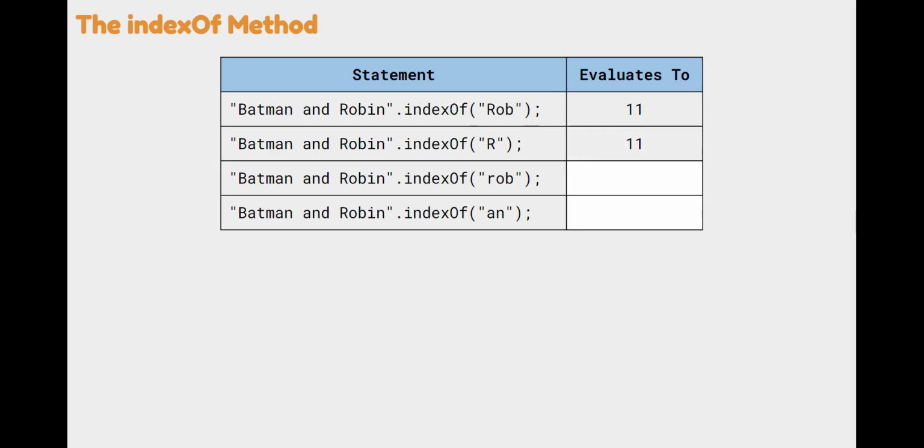It doesn't matter that Rob is 3 characters long and R is only 1 character long. It finds the first match and returns the position of where that starts. Our third example, we have Batman and Robin still. This time we are looking for Rob in lowercase letters. This will evaluate to a -1. -1 is this method's way of telling us that it did not find it in that string.